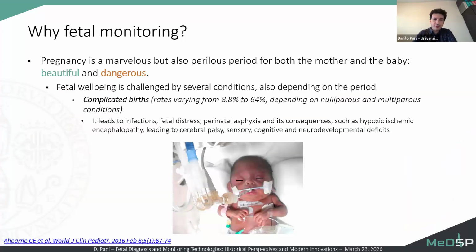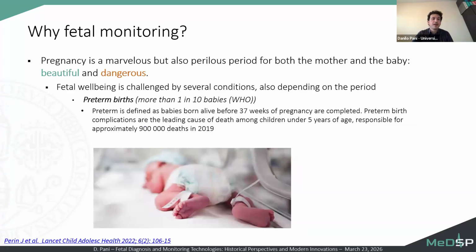Just to cite a few of them: complicated births that lead to fetal distress, perinatal asphyxia, and the consequences that are mainly neurodevelopmental deficit and serious damages of the brain of the baby. Preterm births, which are more than 1 in 10 babies according to the World Health Organization, caused, for instance, some years ago, almost 1 million deaths of children under 5 years of age.